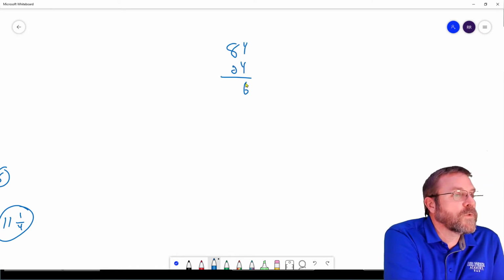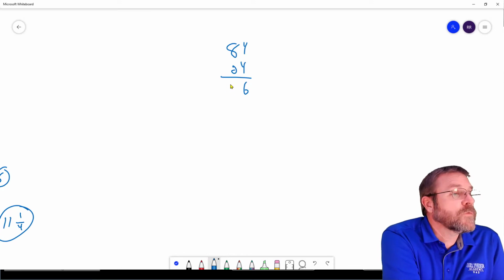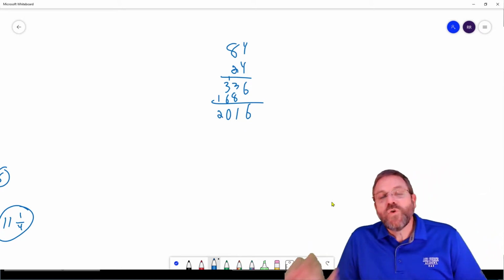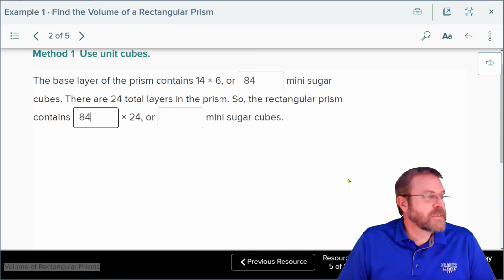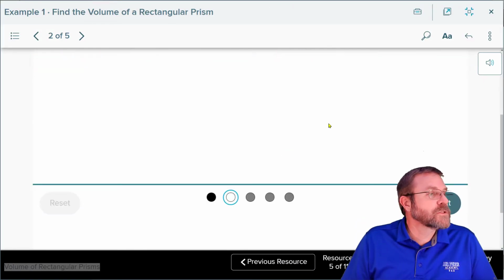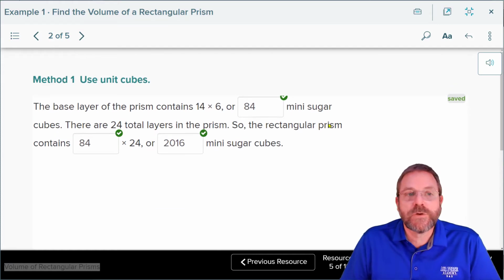4 times 4 is 16. 4 times 8 is 32, plus 1 is 33. 2 times 4 is 8. 2 times 8 is going to be 16, and we add those up. That's going to give me a 6. That's going to end up giving me an 11. Carry the 1. That's going to be a 9, 10, and that will end up being a 2. So we have 2,016 sugar cubes in that box. If I did my math work, let's check it, and it checks correct.